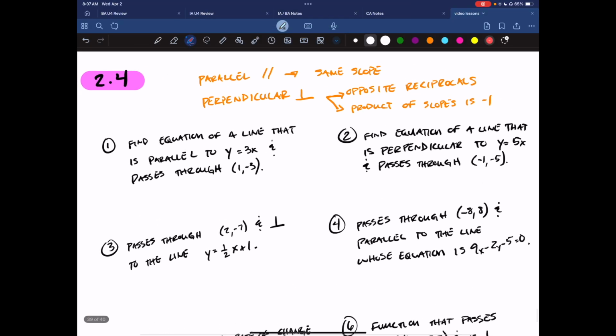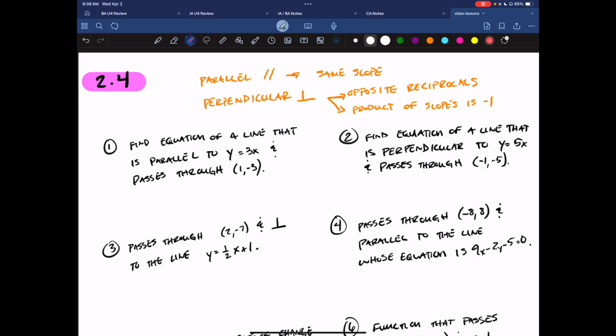Hey guys, welcome to 2.4. In this lesson, we're going to talk a little bit more about slope. In particular, we're going to talk about parallel and perpendicular and what that means. All right, so let's get started.